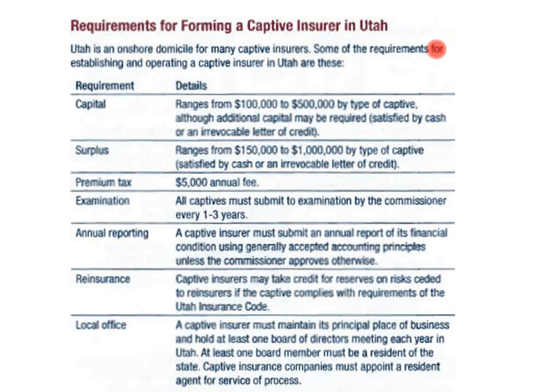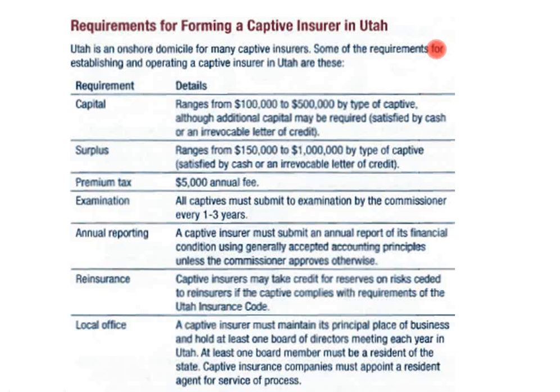A premium tax, so this is how the state makes their money. They're going to charge a $5,000 annual fee for operating the captive in the state. An examination: a captive must submit to an examination by the commissioner every 1 to 3 years. Essentially you have to open up your books, show that you have enough capital, that you're fully capitalized, and that you're doing the books correctly. So that's what is meant by examination.